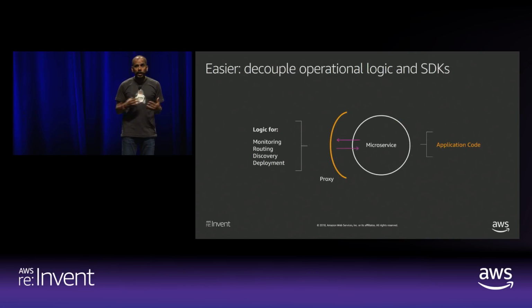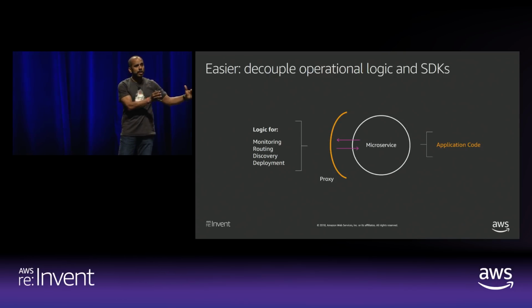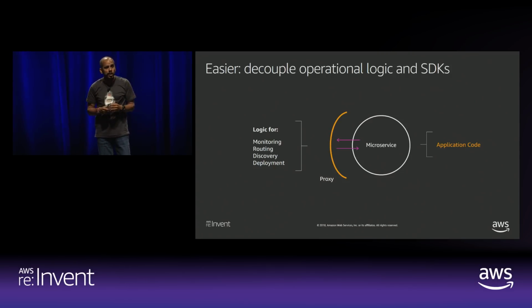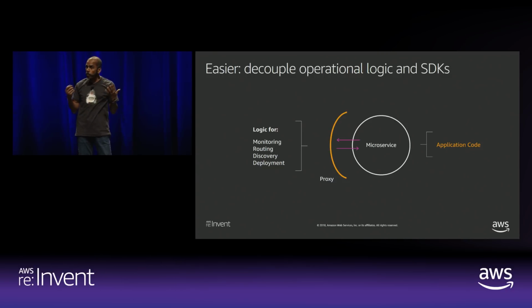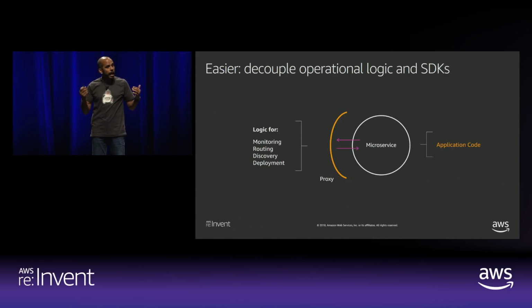So the approach that we have seen customers using is they're going to keep the application code separate, but move those cross-cutting concerns, monitoring, routing, discovery, deployment, et cetera, into a proxy. So one of the popular approaches that we have seen customers using is, say, using Envoy as a proxy, because that handles all of those concerns very easily. Now, Envoy is a CNCF project, which was created by Lyft and can handle up to 2 million concurrent transactions per second. So it's known to scale really well.